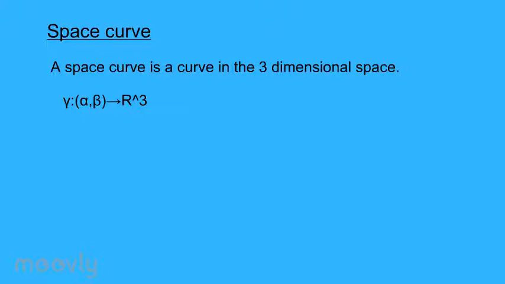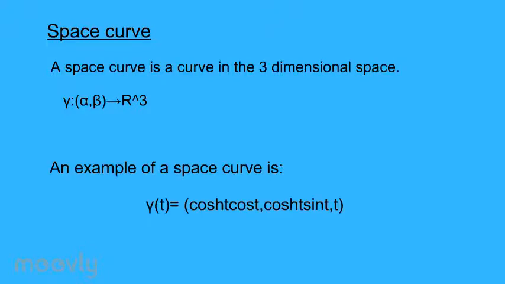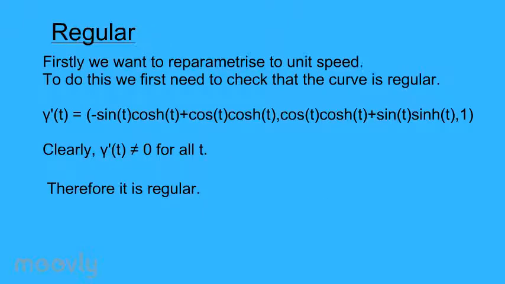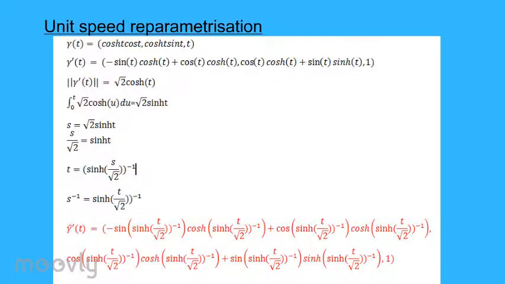Now we are going to talk about space curves. A space curve is just a curve in R3. An example of a space curve is shown. Firstly, we check if the curve is regular. We can clearly see that gamma prime does not equal 0, therefore it is regular. As the curve is regular, we can find a unit speed parameterization that is given by the following.